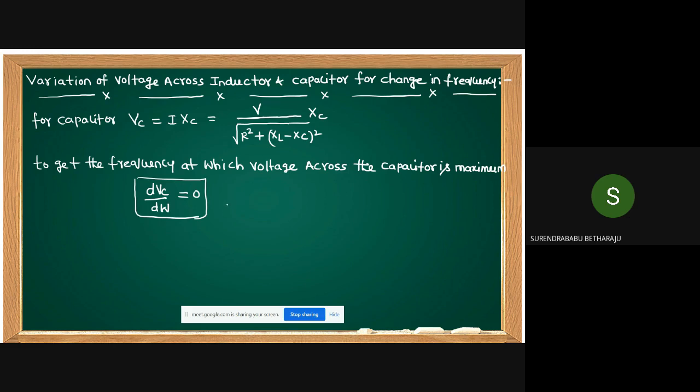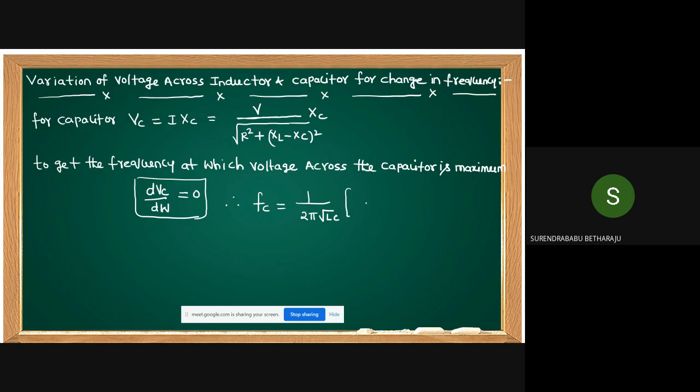Then we can get the result. I'm not giving the derivation, it is not required. Then I'm giving the Fc. This is the frequency at which voltage across the capacitor is maximum: 1 by 2 pi root LC, a very important formula. Sir, how am I getting this? Differentiate Vc, which you already know, with respect to omega and equate to 0.